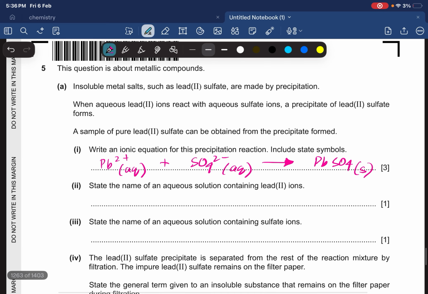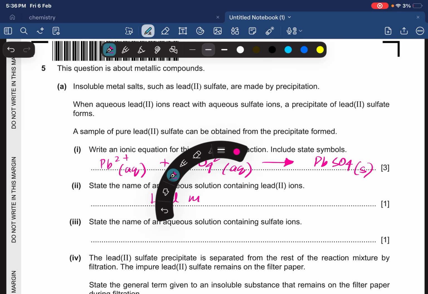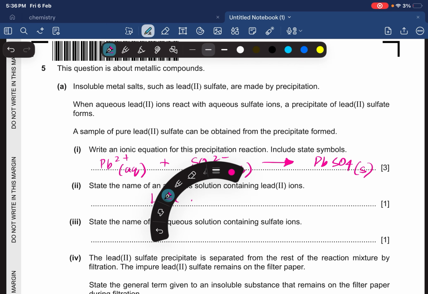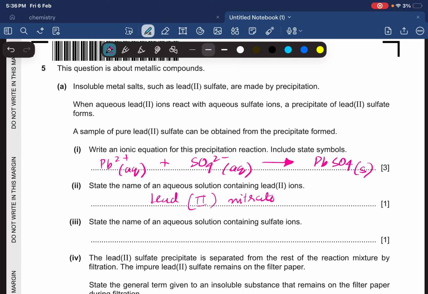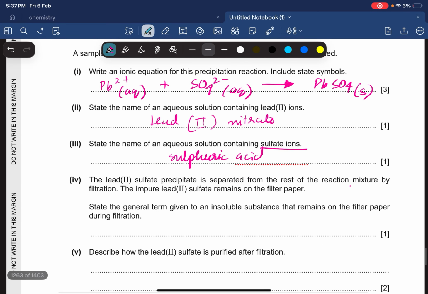State the name of the aqueous solution containing lead 2+ ions. We can take lead nitrate, right? State the name of the aqueous solution containing the sulfate ions. We can take sulfuric acid. The lead sulfate precipitate is separated by filtration. The impure lead sulfate solution remains. State the general name given to an insoluble substance that remains on the filter paper. That's called the residue.